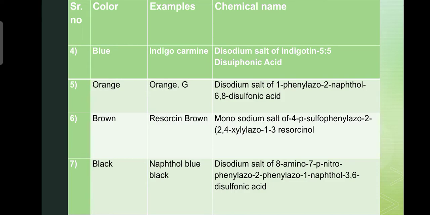Color 4 is the blue, example is the indigo carmine, and chemical name is disodium salt of indigotin 5,5-disulfonic acid. Fifth color is the orange, example orange G, chemical name is disodium salt of 1-phenylazo 2-naphthol 6,8-disulfonic acid. Sixth color is the brown, example is the resorcine brown, chemical name is monosodium salt of 4-parasulfophenylazo 2,2,4-xylazo 1,3-resorcinol. Seventh color is the black, example is the naphthol blue black, chemical name is the disodium salt of 8-amino 7-paranitrophenylazo 2-phenylazo 1-naphthol 3,6-disulfonic acid.